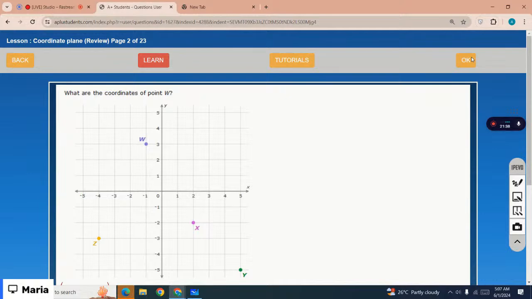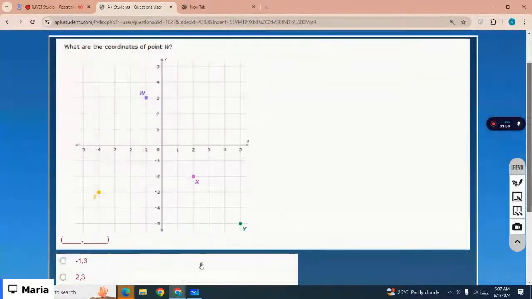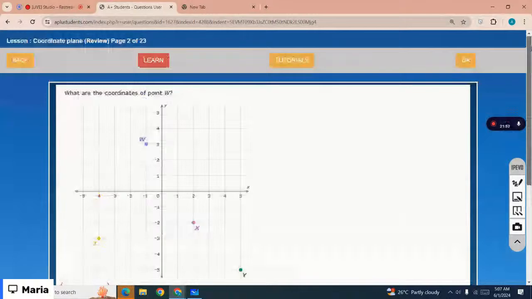What are the coordinates of the point W? It is point W, right? You have to look at the x-axis, that is -1, and then the y-axis, that is 3. So it is -1 and 3. Option number 1 is the correct option.